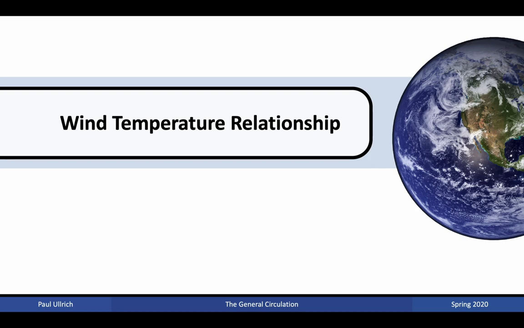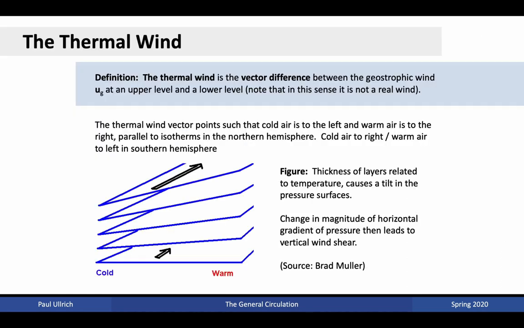All right, to finish off this lecture, let's discuss the relationship between the zonal wind field and the temperature field, using what's known as the thermal wind relationship. Thermal wind is a vector difference between the geostrophic wind that occurs at an upper level and that at a lower level. In this sense, it is not a real wind, but is instead a difference of winds. However, the thermal wind provides some important insights into the behavior of the atmospheric system.